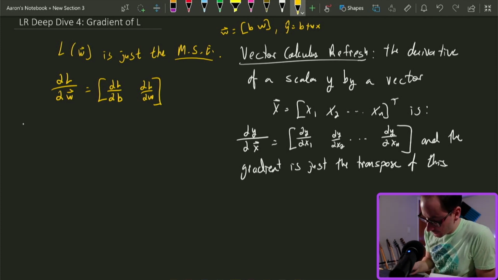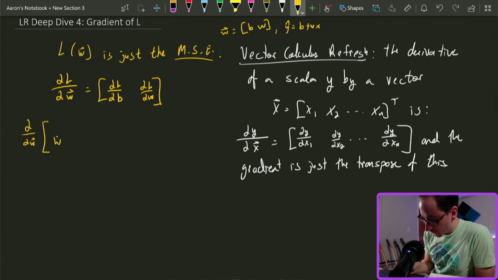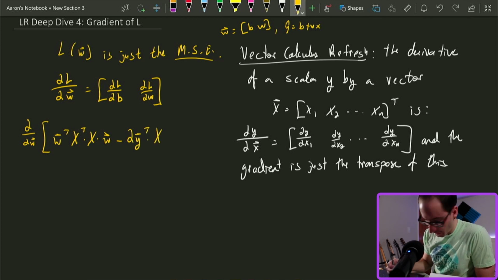And so we'll say, what would the derivative with respect to W of L be, essentially, without the 1 over n? Or what would the derivative of, in this case, W transpose X transpose X W, and then we simplified it to minus 2 Y transpose dot X plus Y transpose dot Y.